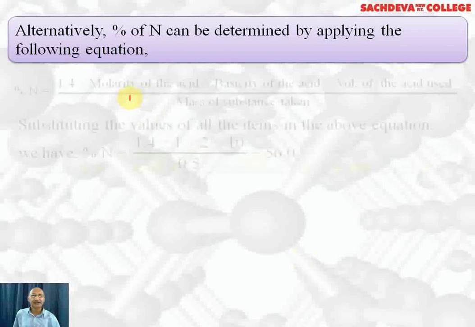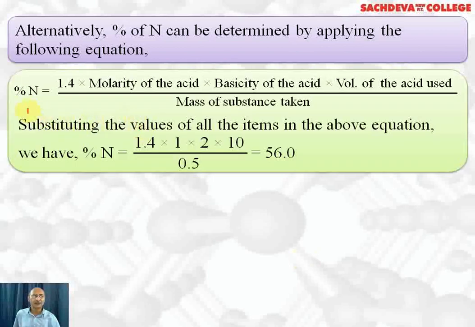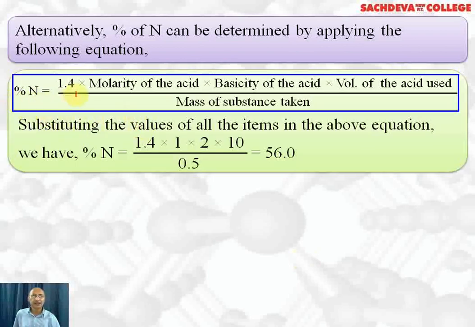Alternatively, percentage of nitrogen can also be determined by the formula: percentage of nitrogen is equal to 1.4 into molarity of acid into basicity of acid. H2SO4 is a dibasic acid, so we'll write 2 here. HCl is a monobasic acid, we'll write 1 here. Basicity means number of replaceable hydrogen, into volume of acid used, divided by mass of organic compound taken.